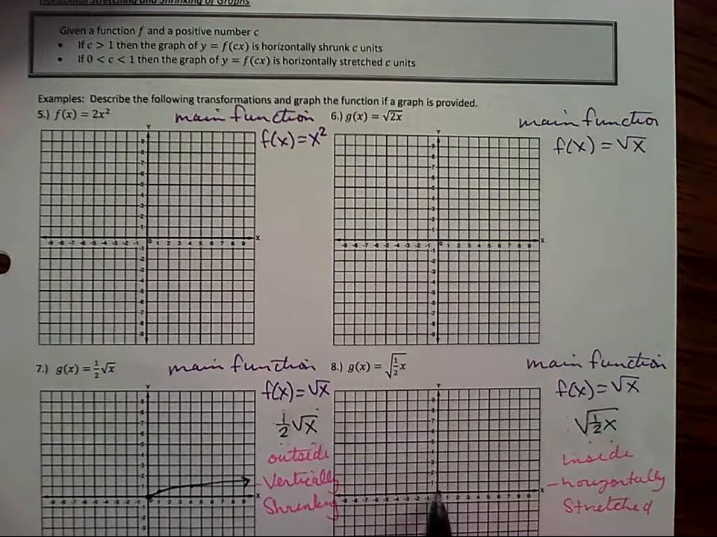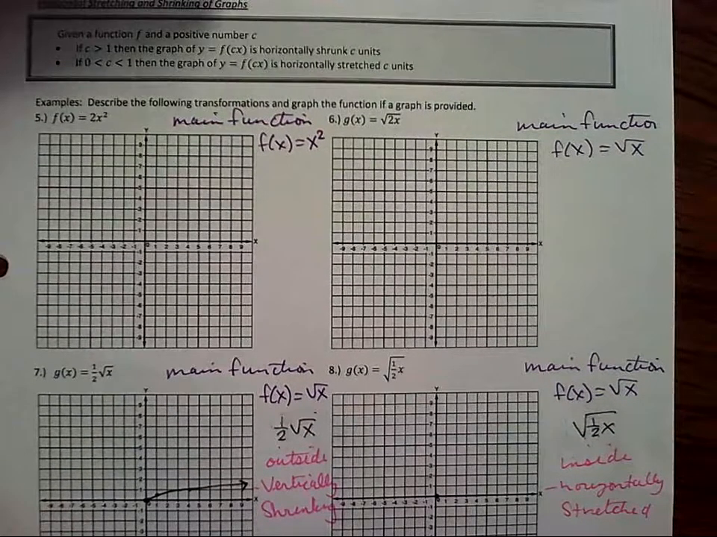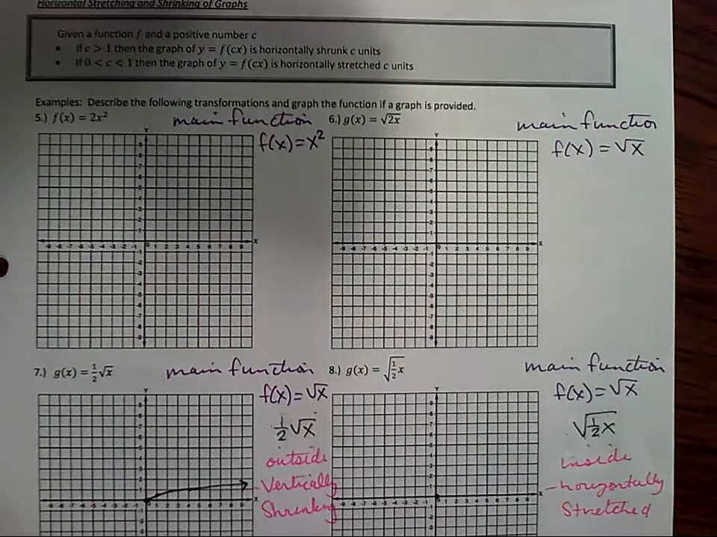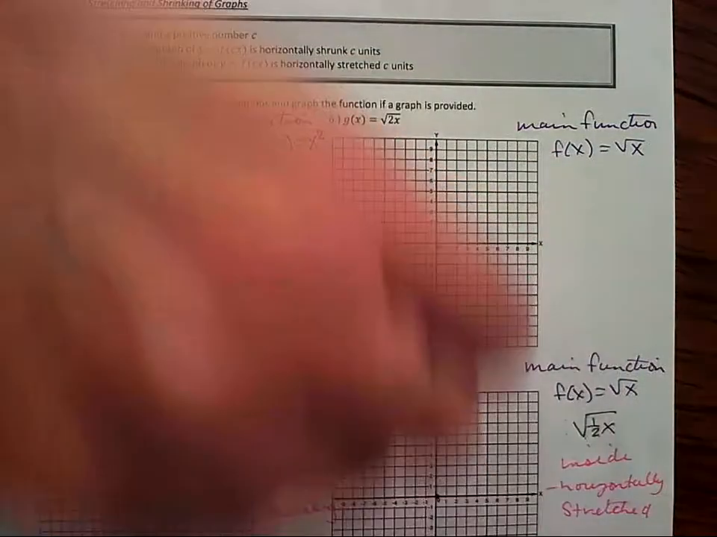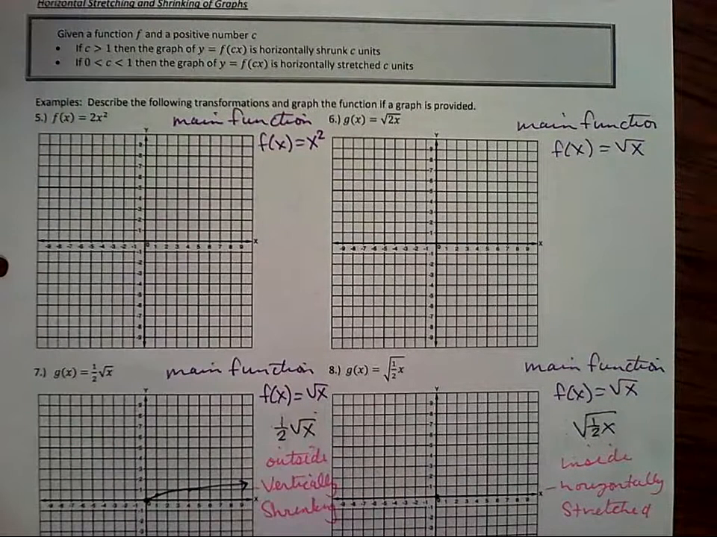Okay, so again, I have the point 0, 0. The point 0, 0 is not going to change. It's like I'm pulling it, stretching, like pulling away from the x-axis, or squishing horizontally. It's in relation to the y-axis or the x-axis, whether you're doing it horizontally or vertically.